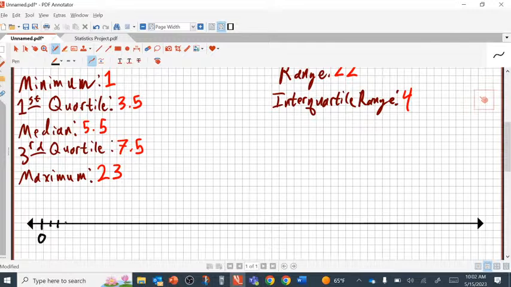0, 1, 2, 3, 4, 5, 6, 7, 8, 9, 10, 11, 12, 13, 14, 15, 16, 17, 18, 19, 20, 21, 22, 23, 24, 25. I counted by 5s.